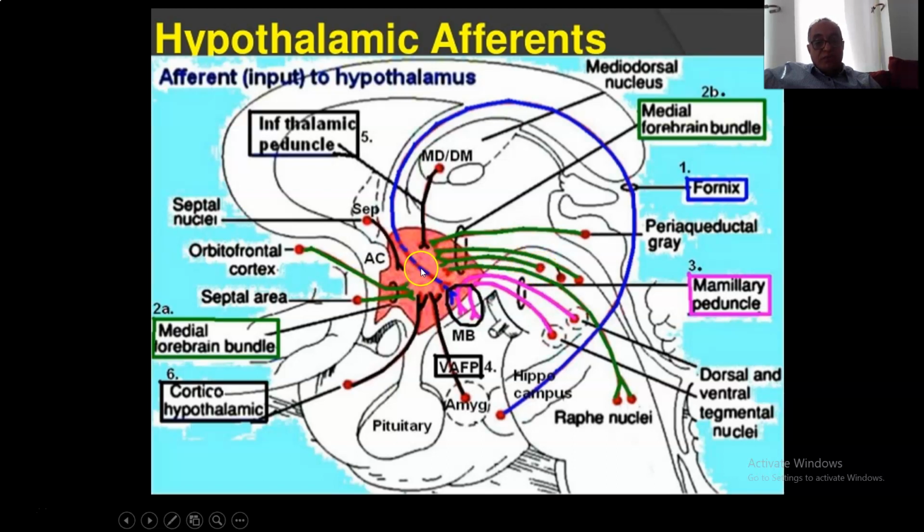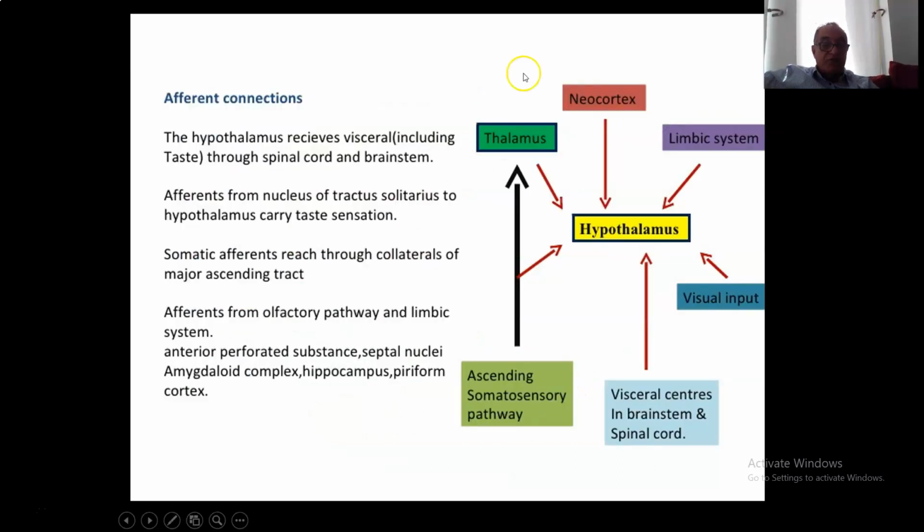Also there is tegmentomammillary and thalamomammillary. So tegmentomammillary, thalamomammillary, medial forebrain bundle, the fornix, and from the amygdala. These are the hypothalamic afferents. And we see here that the hypothalamus receives afferents from the limbic system, as we said, the amygdala and the hippocampus. It receives from the neocortex through the medial forebrain bundle.